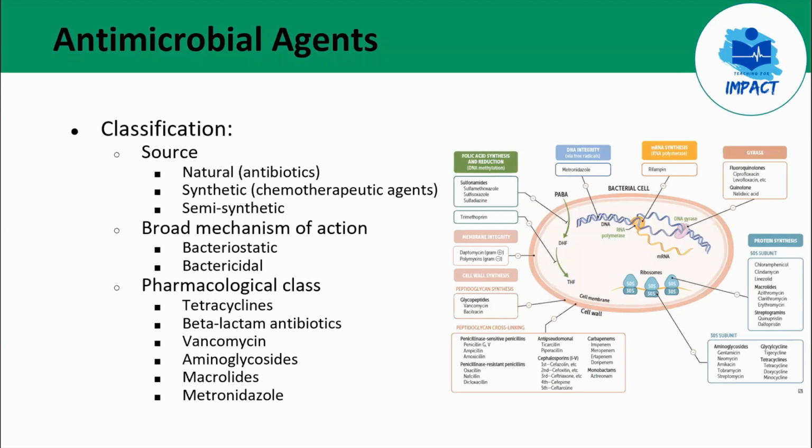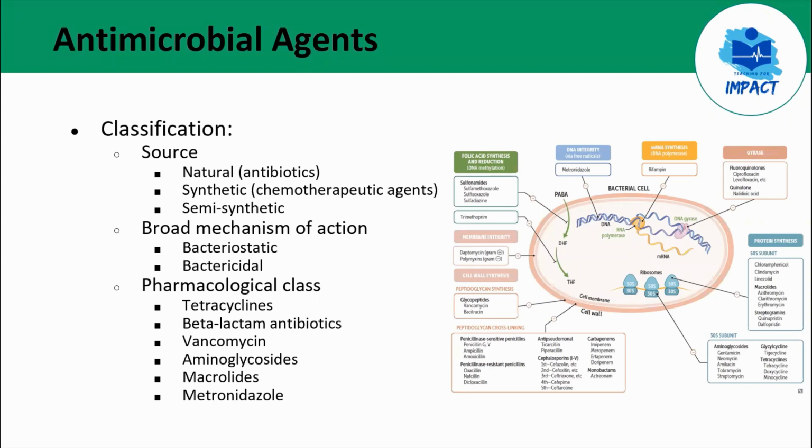First way is by source. So if the antimicrobial agent is naturally occurring, we call it an antibiotic. Example is penicillin G or benzylpenicillin, discovered by Alexander Fleming. If the antimicrobial agent is synthetic, we call it a chemotherapeutic agent. If the antimicrobial agent is synthesized from a naturally occurring substance, we call it a semi-synthetic agent. Companies make semi-synthetic agents mainly to alter the pharmacological properties of the drug, for example, to reduce its toxicity or to improve its antimicrobial spectrum.